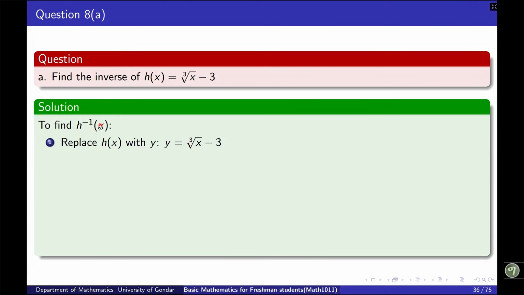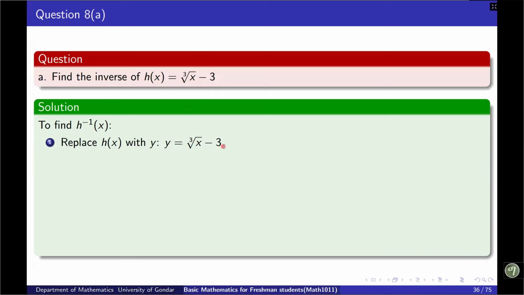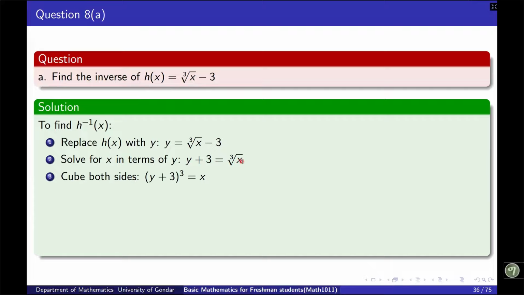The first step will be letting f of x, or simply the image of the arbitrary element x within the domain of this function, to be y, so that h of x could be taken to be y is equal to the cube root of x minus 3. Then if we solve for x, we have y plus 3, taking this one to the left side, equal to the cube root of x. Then taking the cube of both sides, we have y plus 3 to the power of 3 is equal to x.